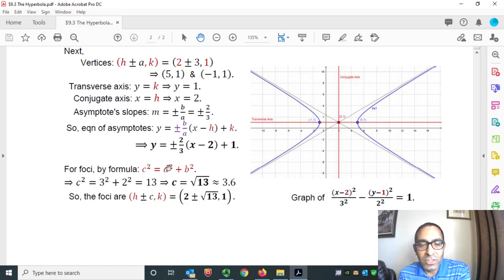Similarly, for the foci, let's use this formula, c squared equals a squared plus b squared. So here a is 3, b is 2, so c squared turns out to be 3 squared plus 2 squared, which is 9 plus 4, is 13. Hence c equals radical 13, which is approximately 3.6, and hence by the formula the foci are at (h plus or minus c, k), which turns out to be 2 plus or minus radical 13, 1. Radical 13 is 3.6, so 2 plus 3.6 is 5.6, 1, which is somewhere here. And another focus is 2 minus 3.6, 1, that is about negative 1.4, 1, somewhere here. Yeah, I hope this makes sense to you all.